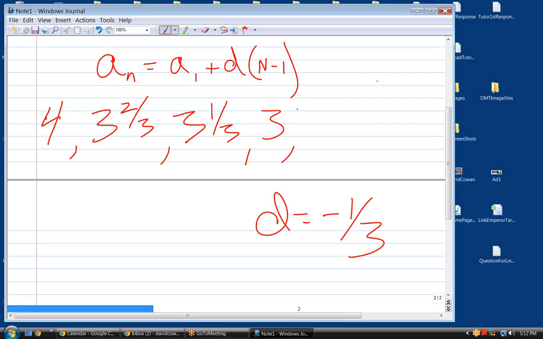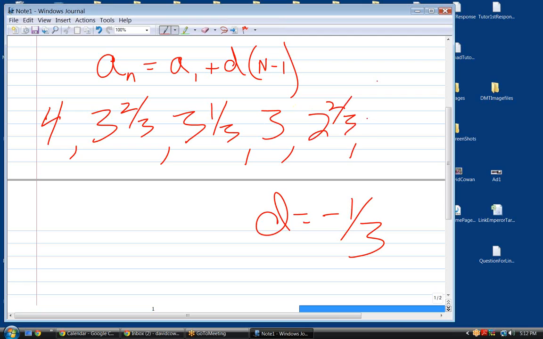Okay, what's the next three terms? 2 and 2/3, 2 and 1/3, and then 2.